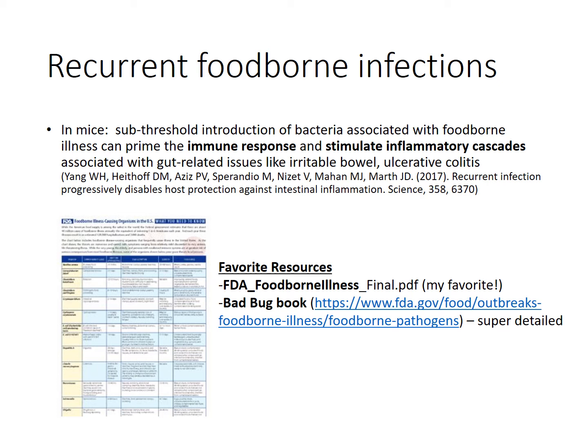As for resources, I have two favorite ones. The first one is, no question, the FDA foodborne illness resource. I keep this on my fridge. I love it. And also, if you want something with more detail, the Bad Bug Book is pretty awesome. It's super detailed. It's probably more detail than you'd ever need. However, if you are curious about how something works or how to kill it, that's the place to go.